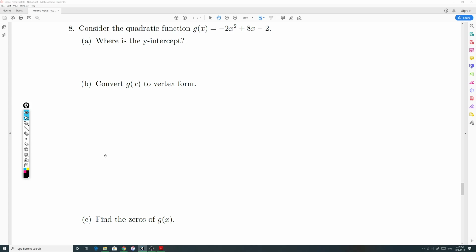Okay, dealing with a quadratic, probably going to have to do this in 2 parts. I can't really zoom out, so sorry. We'll just do it in 2 parts. All right, where's the y-intercept? To find the y-intercept of a function, you plug in 0, because g of 0 means you're on the y-axis. If you plug in 0, you get -2.